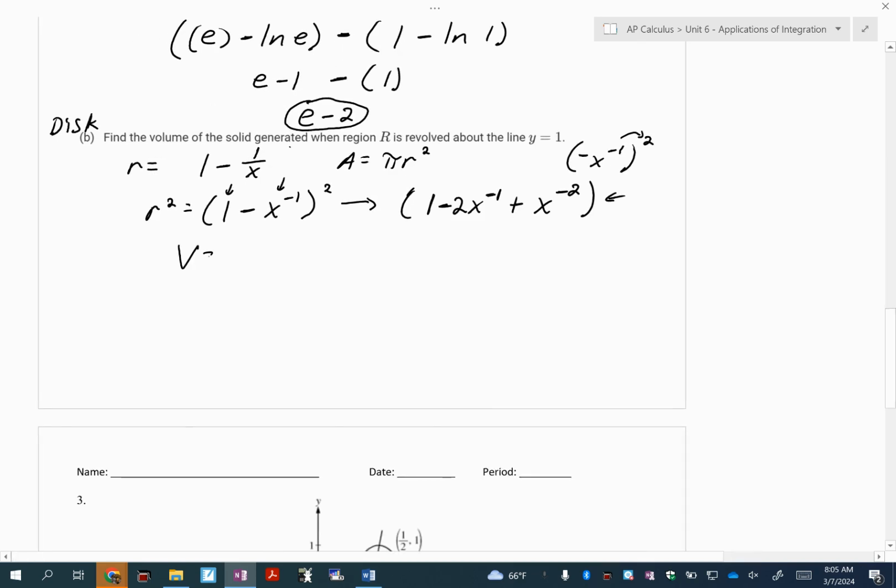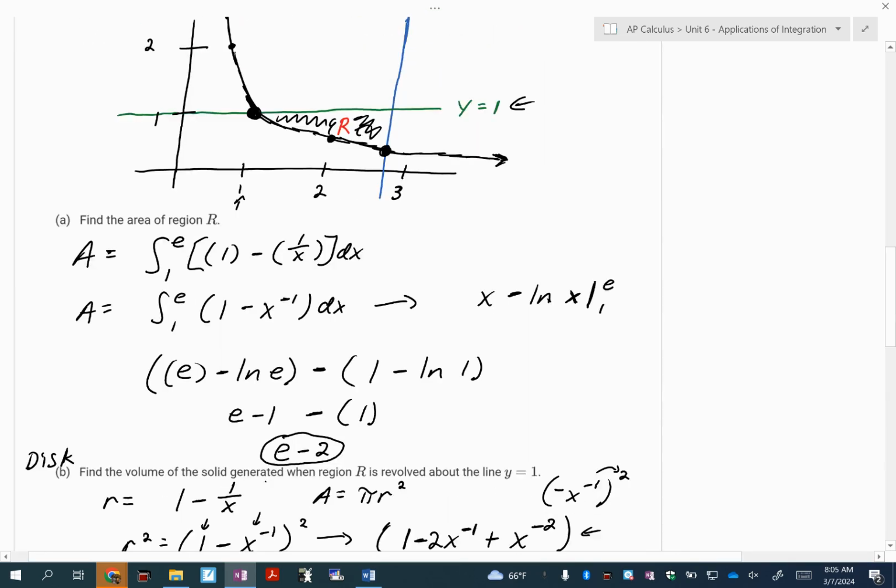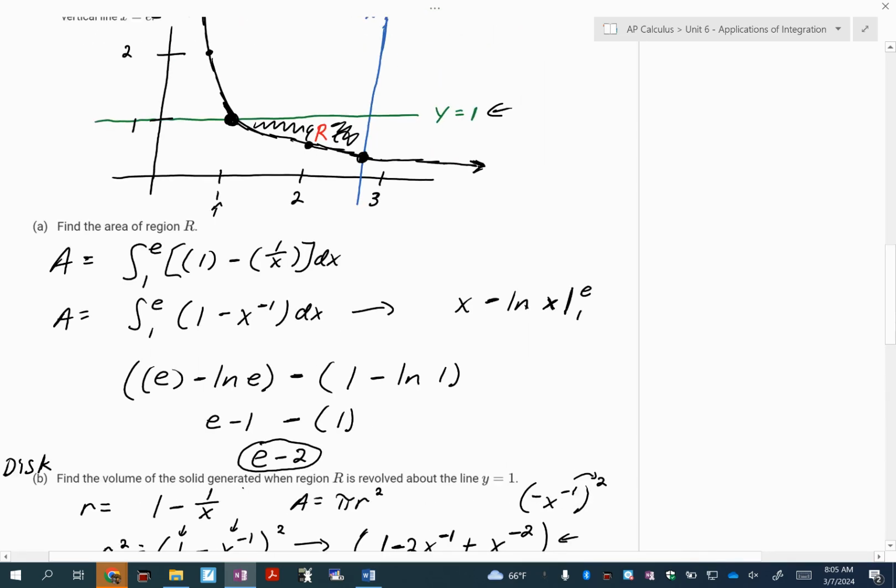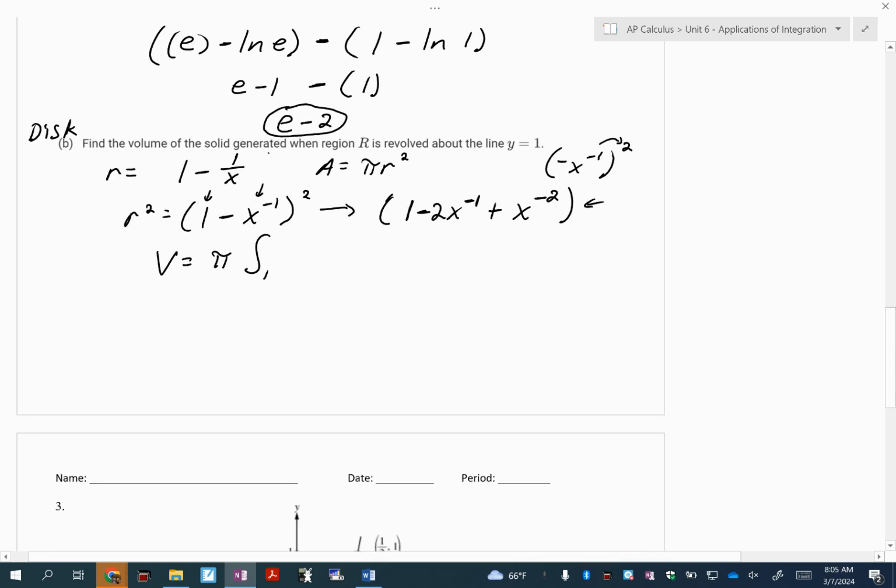So I'm ready to find the volume, which is going to be pi, put that pi out front, times the integral from, again, we're not changing the limits of integration, it's still 1 to e, of 1 minus 2x to the negative first power plus x to the negative second power, dx. All right, so the idea is that I'm integrating the area, which is pi times all of that, remember all this here is r squared, and that's going to give me my volume.